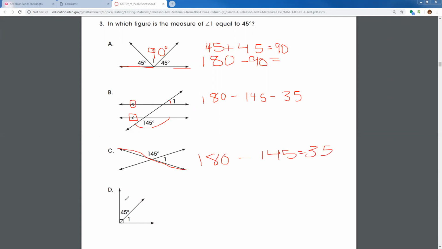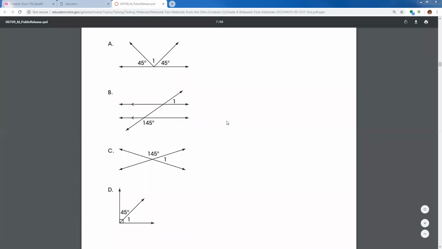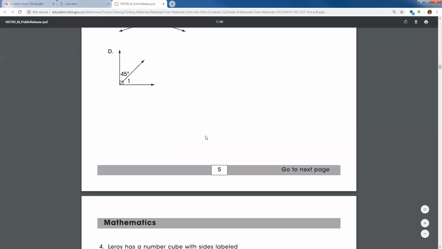The last one has this mark here, which means 90. So instead of 180, at this point you use 90, but it's the same idea. If you're given part of it, you take the entire amount, 90, subtract out the part we know, and that gives us angle 1 as 45 degrees. Good. Looks like you're good to go with that one.